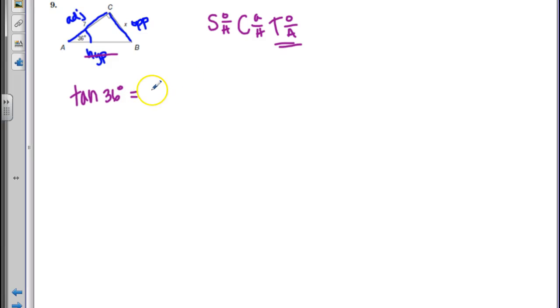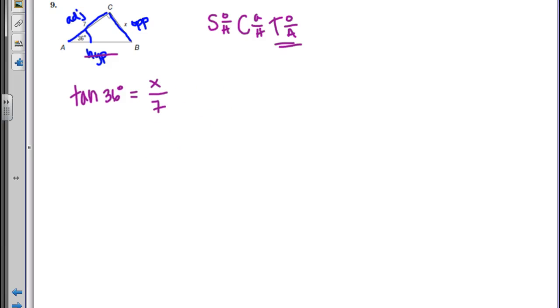All right, so what trig thing relates opposite and adjacent? Remember, sine is opposite over the hypotenuse, cosine is adjacent over the hypotenuse, tangent is opposite over adjacent. Ding, ding, ding, tangent. So I have tangent of the angle, which is 36 degrees, is equal to the opposite side, which is x, over 7.